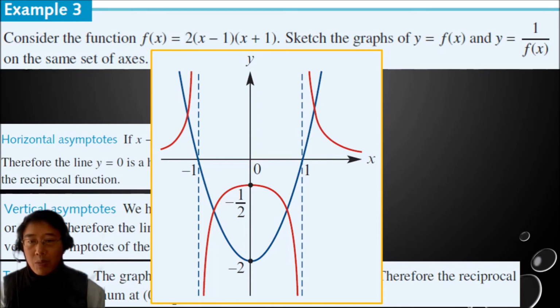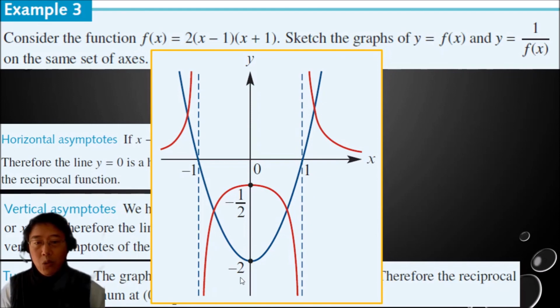For the vertical asymptote, from the blue curve you have your two x-intercepts that will define your vertical asymptotes. From the left, the blue curve is positive, so the red curve will go towards positive infinity. On the right-hand side, the blue f is negative, so the reciprocal will converge towards negative infinity. Similarly, it's going to be around x equals 1.